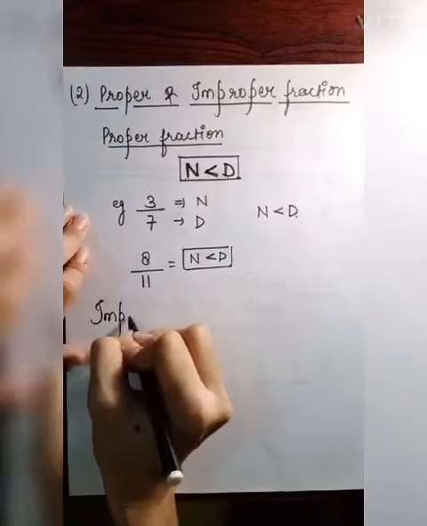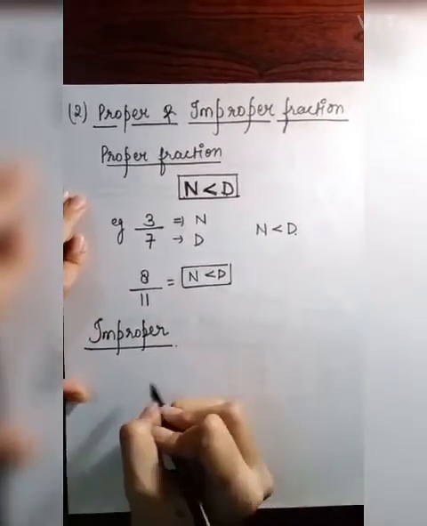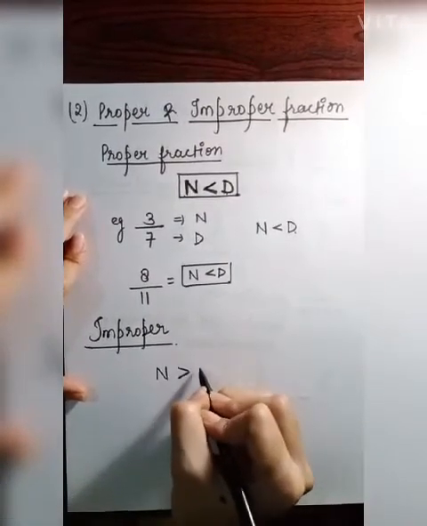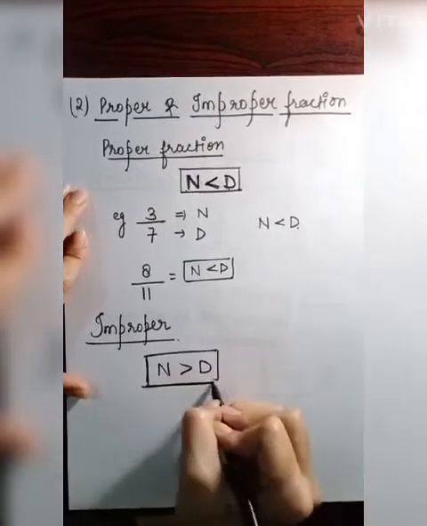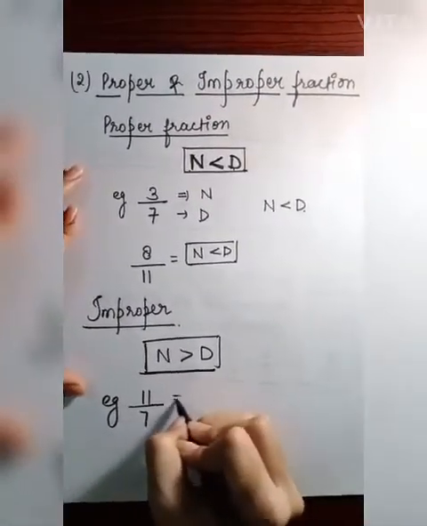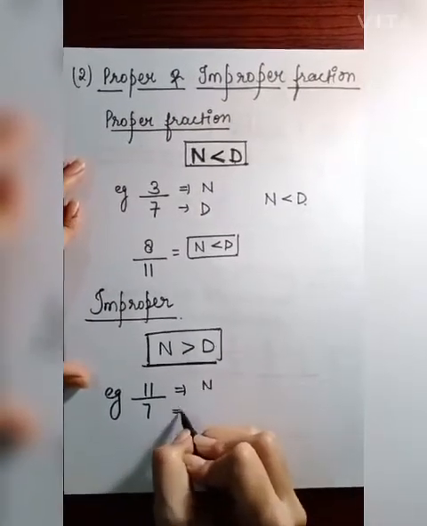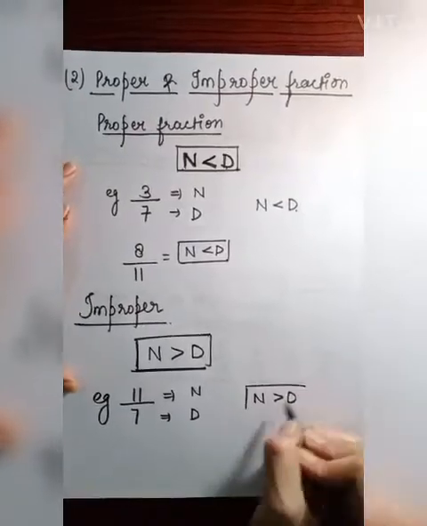Next is the improper fraction. This is just the opposite of a proper fraction. Here the numerator is greater and the denominator is smaller. The numerator will always be greater than the denominator. For example, 11 upon 7. Here the numerator is 11 and the denominator is 7. That is, the numerator is greater than the denominator.